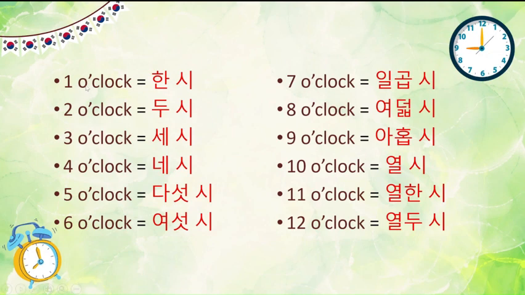Okay, so if you want to say 1 o'clock in Korean, then it is going to be 한시. Han is the pure Korean number and it is combined with the counter 시.